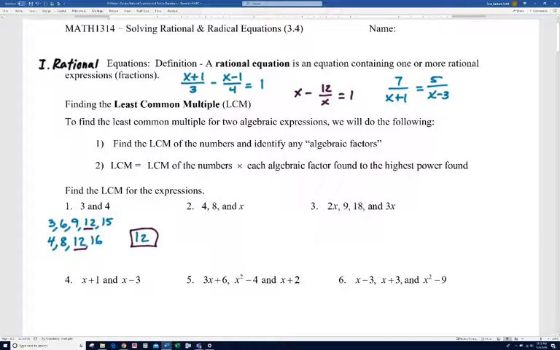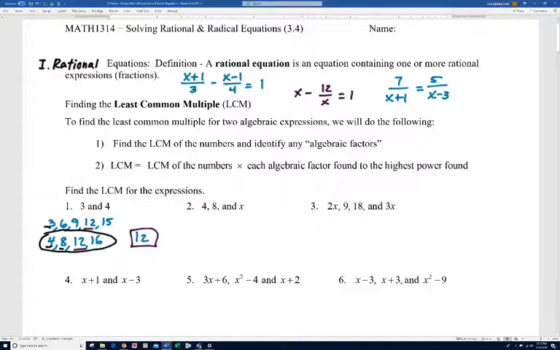Now I do want to mention one thing here. I normally don't do it quite this way. I have a little bit of an adjustment to this approach. I would just look at the multiples of the bigger number, which in this case would be 4, until I found one that was divisible by the other number, which in this case is 3. So notice 4 is not divisible by 3, and neither is 8. But when we get to 12, 12 is divisible by 3, which indicates that 12 is a multiple of 3. And so that's how I would normally find an LCM for two numbers.